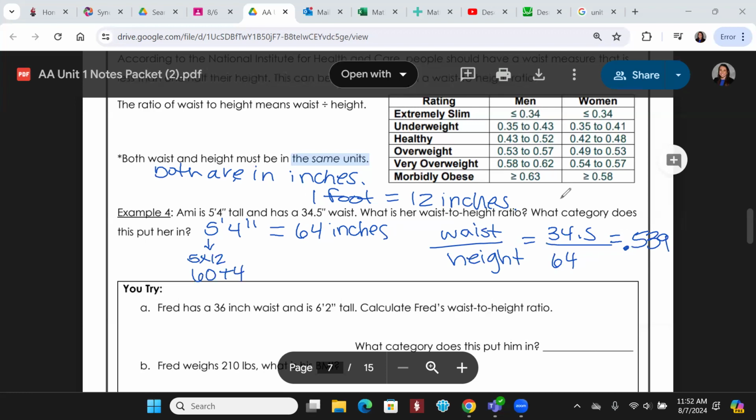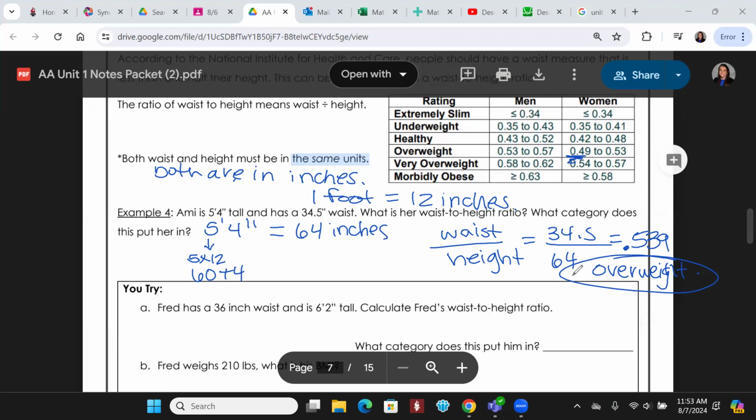Now looking at our chart, we're assuming that Amy's a girl, right? 0.539 falls in here, right? So we've got, she's overweight to very overweight, right? I'm sorry, overweight. She's just overweight. Okay. Questions on that?